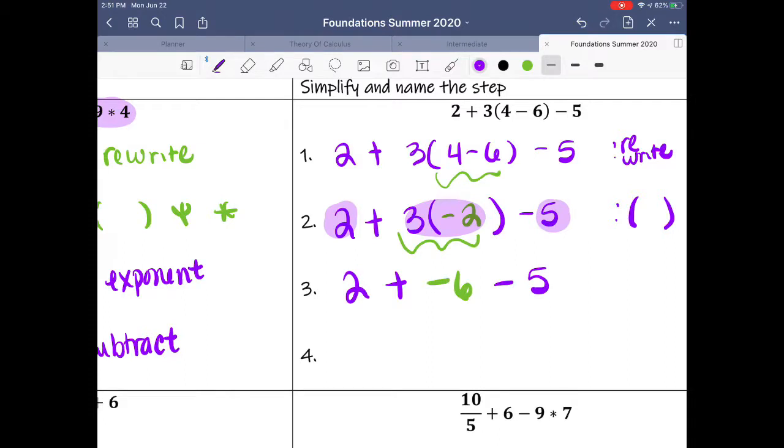And then I have these other terms. So we multiplied. And now we can add and subtract. We have 2 minus 6. You'll notice I kind of skipped the plus. This negative pretty much takes over. So I have 2 minus 6 is negative 4. Minus 5 is negative 9.